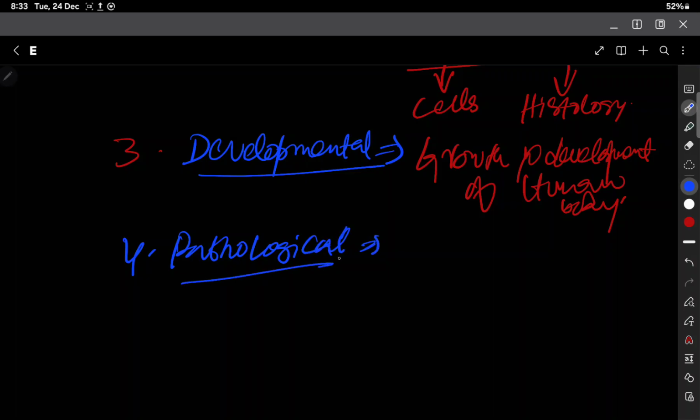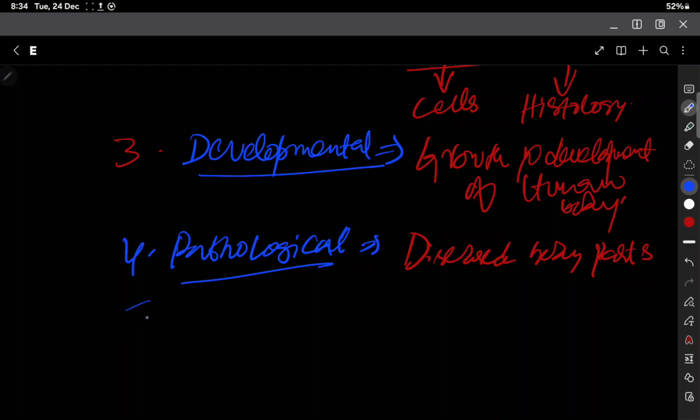Pathological anatomy. In pathological anatomy, what we will be studying involves the examination and study of diseased body parts. If you are studying the diseased body parts or a whole affected body part, we will be calling it pathological anatomy.